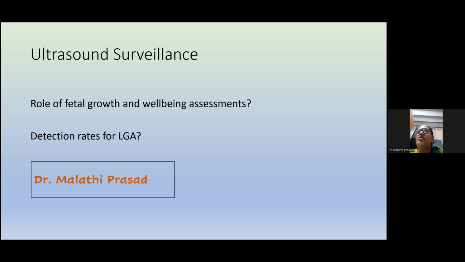The first and foremost, madam, before we start the scan, we ask the patient whether it's a diabetic. And after doing a biometry, the abdominal, can you hear me?